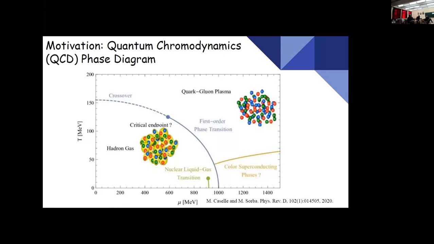Usually, for example for water, if you have two phases, like liquid and gas, you expect a phase transition line between them. But in this case, we are not sure. From lattice QCD calculations, we know that, here you see the baryonic chemical potential, at zero baryonic chemical potential there is no phase transition between these two phases. Instead, we have a smooth crossover. So if there is a phase transition line, it should end with a critical point. So one of the goals of experiments is to find this line of phase transition and the critical point.